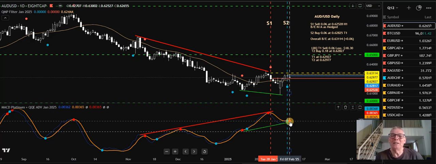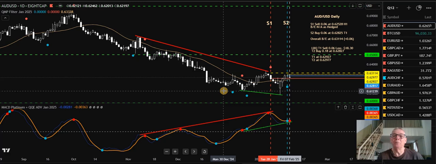Now we've got a red dot on MACD platinum, hence that grey vertical line. It's just a warning line. So I'm happy to go to the downside. It's no drama. MACD platinum's above the 0 level, so I'm more inclined to sell than buy. But we've got a bit of a base here, so who knows?